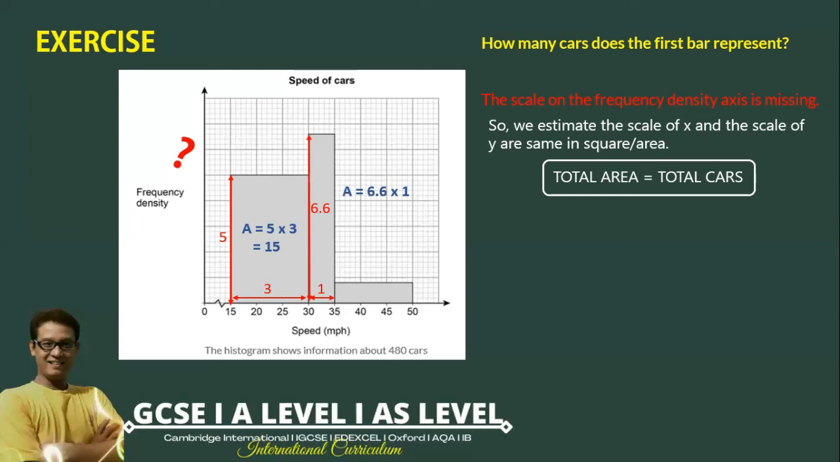In the same way, we go to the third bar. The width is 3. And the height of the bar is 0.8. That's right. So the area equals 3 times 0.8. We found 2.4 area.